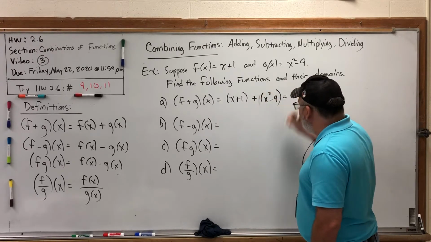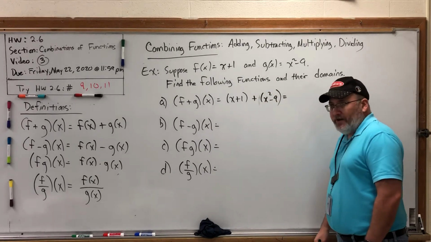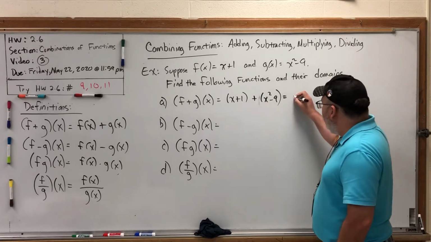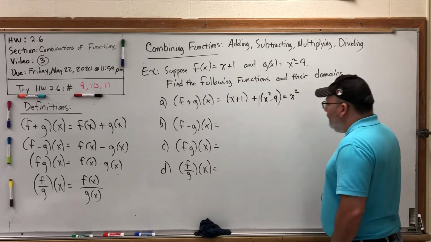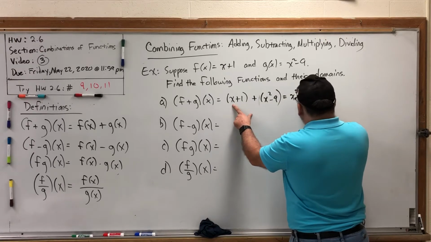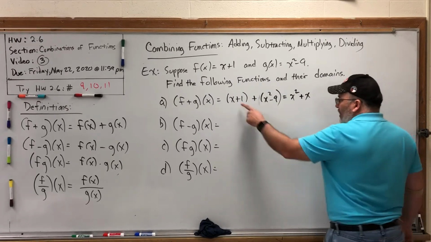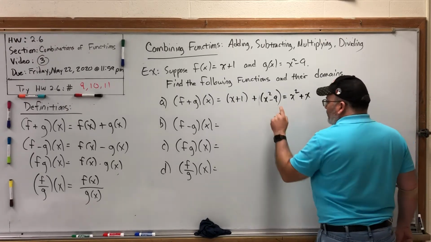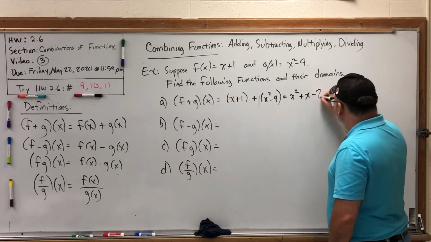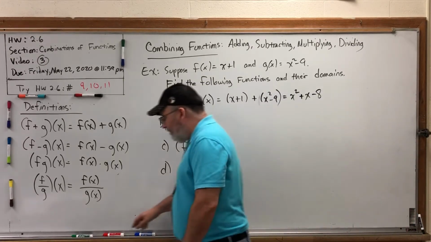So for addition, you can just do what you think you should do, which is combine like terms. The only x squared term is right there. The only x term is here. It's a positive x, so plus x. We do have 2 constant terms that we can combine. Plus 1 and minus 9 is minus 8. And let's go ahead and find its domain.